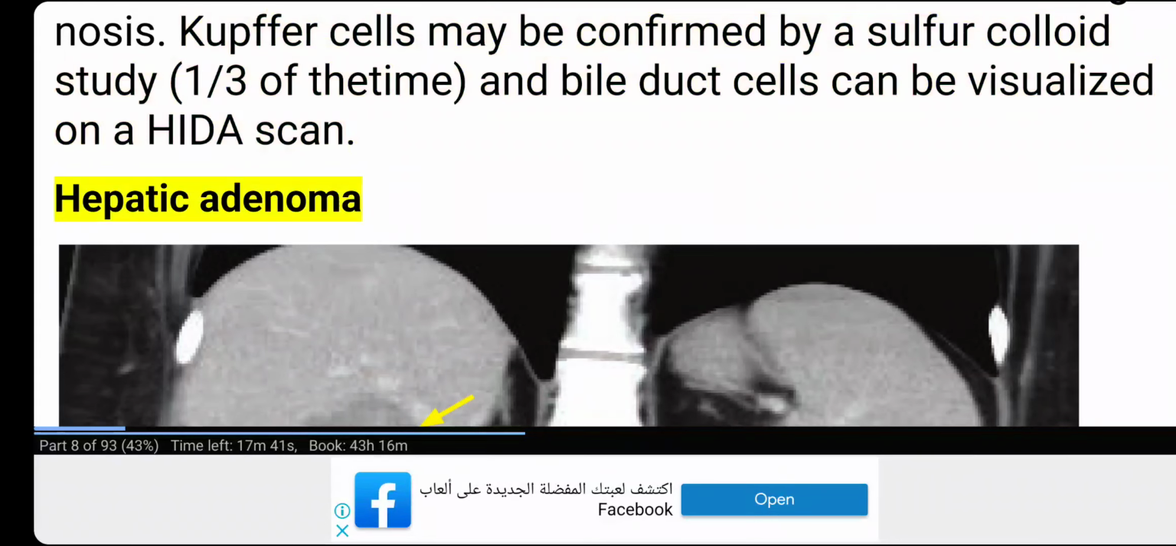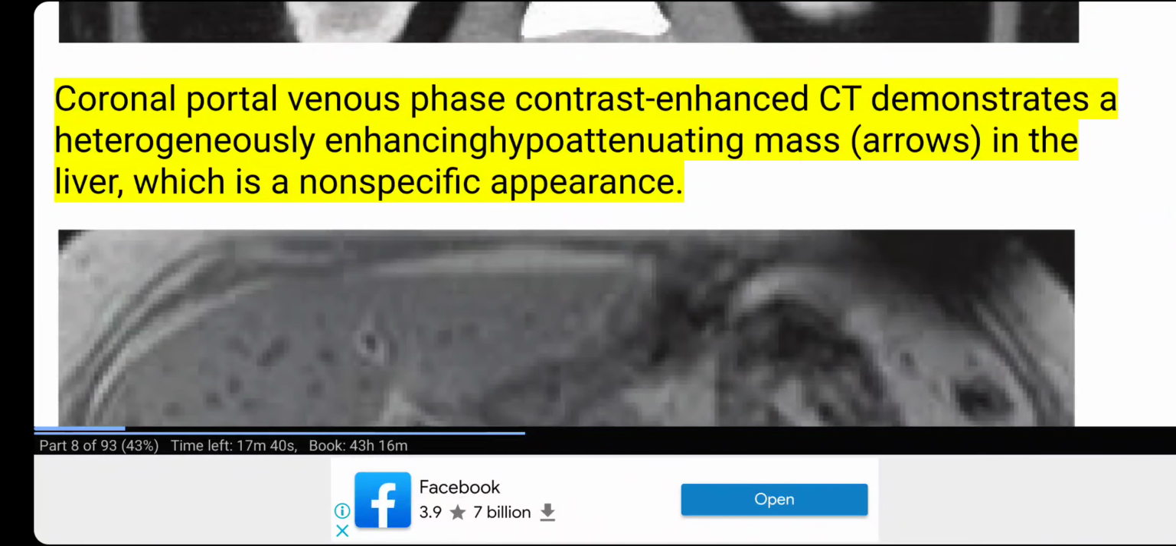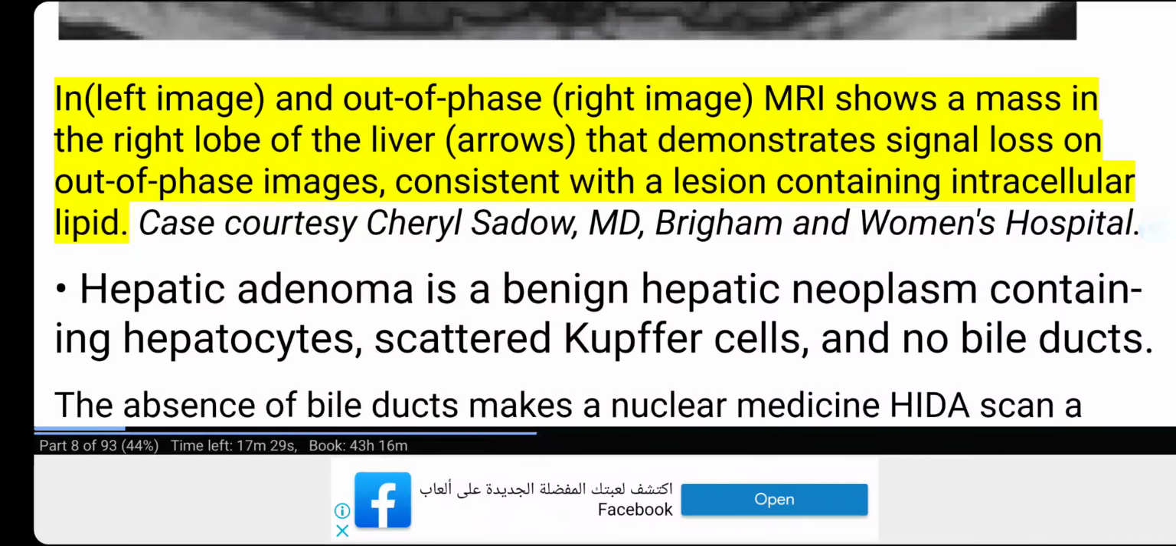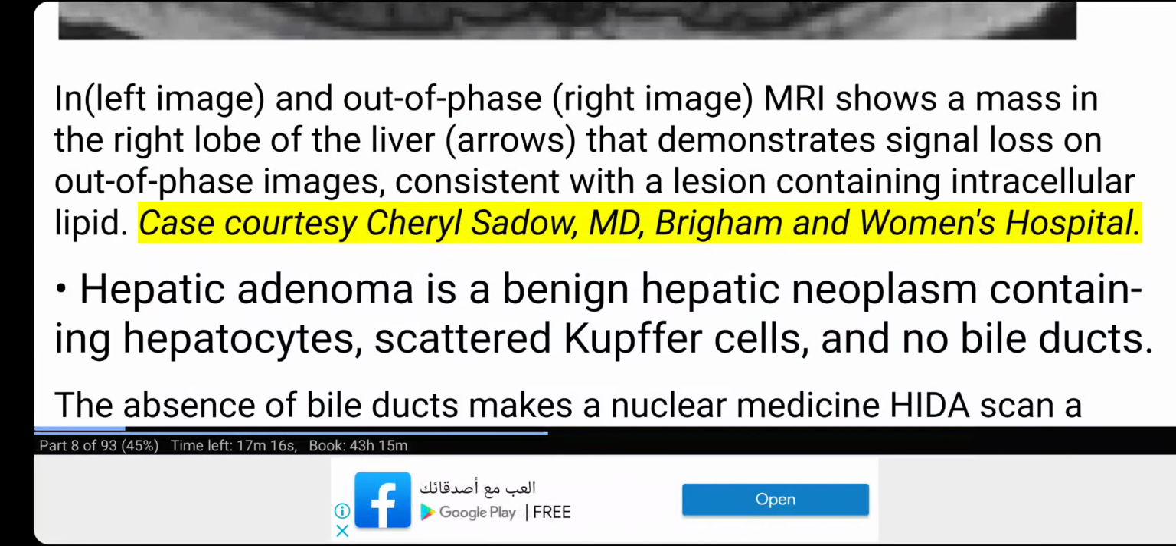Hepatic adenoma. Coronal portal venous phase contrast enhanced CT demonstrates a heterogeneously enhancing hypoattenuating mass, arrows, in the liver, which is a nonspecific appearance. In the left in-phase image and right out-of-phase image, MRI shows a mass in the right lobe of the liver, arrows, that demonstrates signal loss on out-of-phase images, consistent with a lesion containing intracellular lipid. Case courtesy Cheryl Sato, MD, Brigham and Women's Hospital.